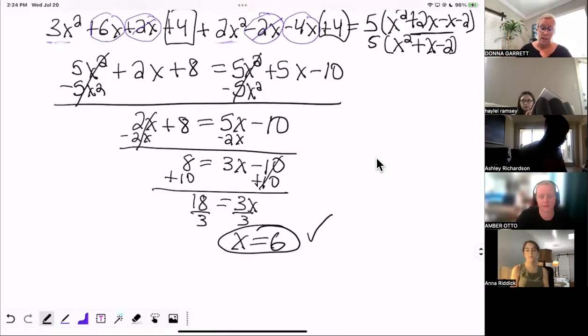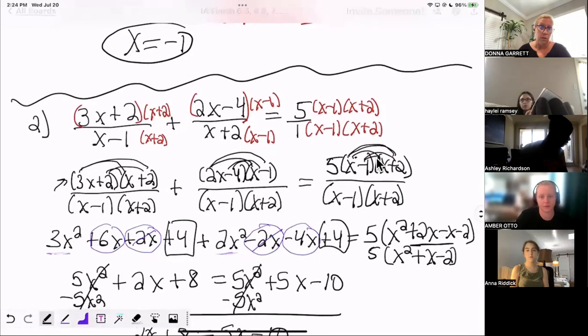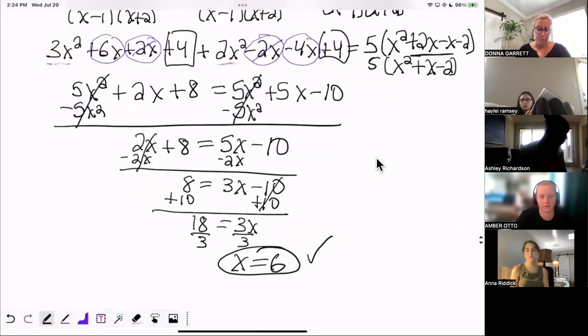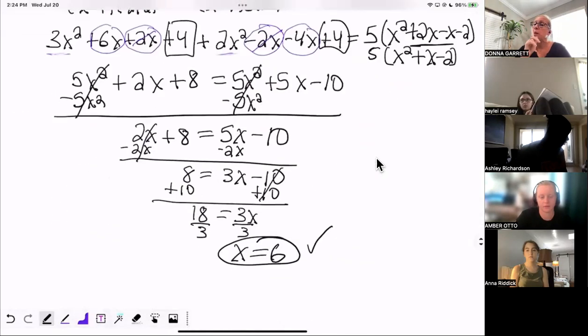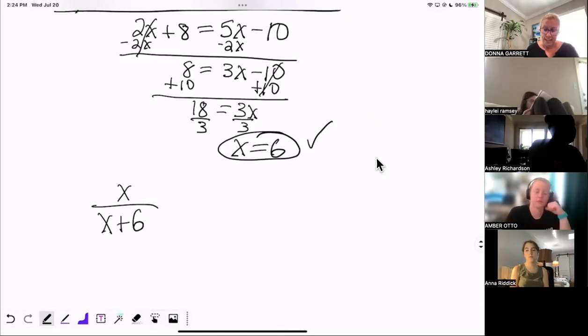It's extraneous. It doesn't matter if it's positive or negative? Nope. Okay, what do you mean by that? The denominator? So let's say my answer is 6. Let's say the original problem was x plus 6. That's fine, because if I plug 6 in, I get x over 12.